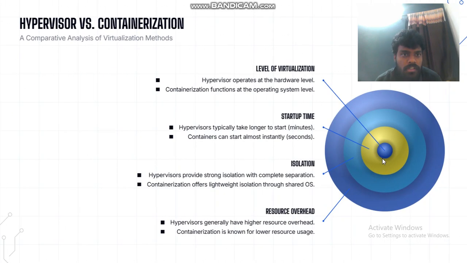And hypervisor versus containerization. Level of virtualization: hypervisors operate at the hardware level, while containerization functions at the operating system level. Start time: hypervisors typically take longer, but containers take very little time. Hypervisors provide strong isolation with complete separation, while containers offer lightweight isolation through a shared OS. Resource overhead: hypervisors generally have higher resource overhead compared to containers.